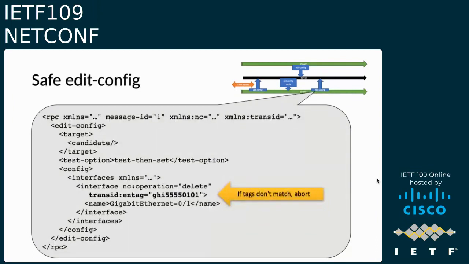Okay, right. So in an edit config, the client could also say, hey, I expect the transaction ID of this interface to be GHI5555. So if it is, go ahead and run this transaction and delete this interface in this case. But if one of these transaction IDs has a mismatch, then abort the whole transaction and report that things are not the way that you expected. Things have moved since you last synchronized. So then the transaction is aborted. That's a safe way of performing this edit.